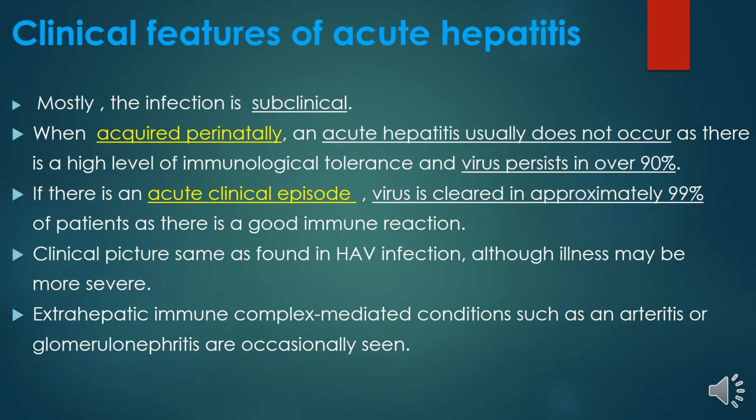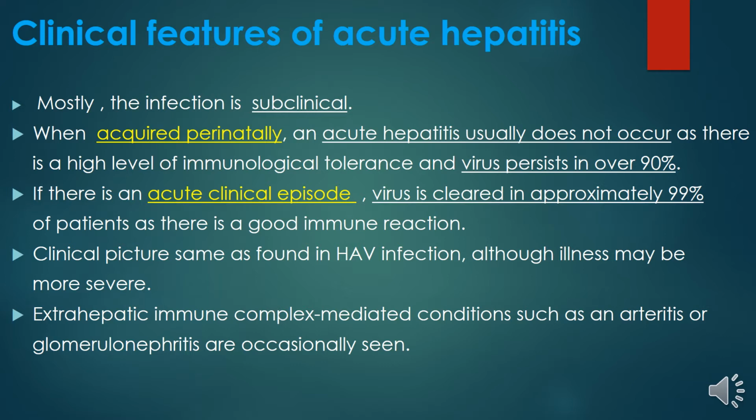Clinical features: mostly the infection is subclinical. When acquired perinatally, acute hepatitis usually does not occur as there is a high level of immunological tolerance, and the virus persists in over 90%. If there is an acute clinical episode, the virus is cleared in approximately 99% of patients and there is a good immune reaction.